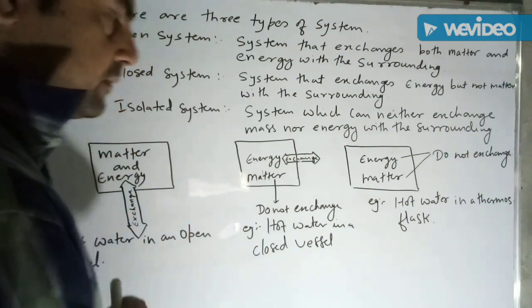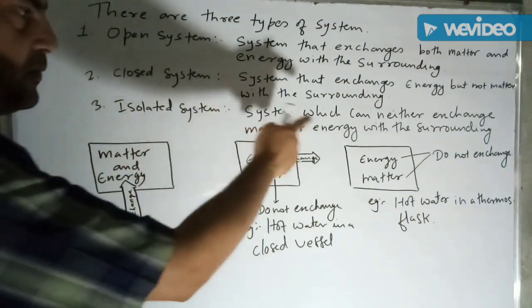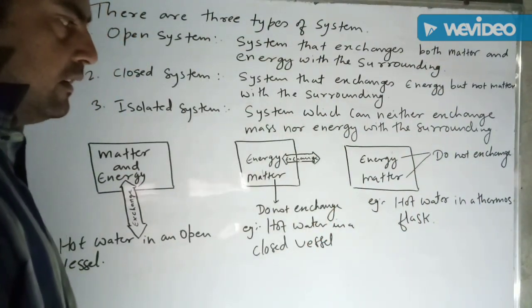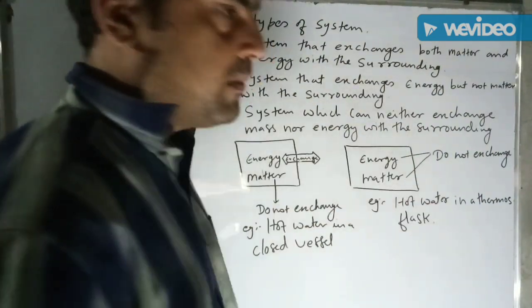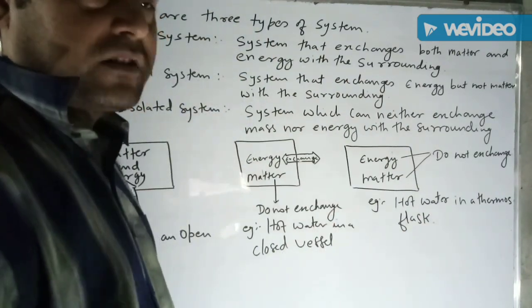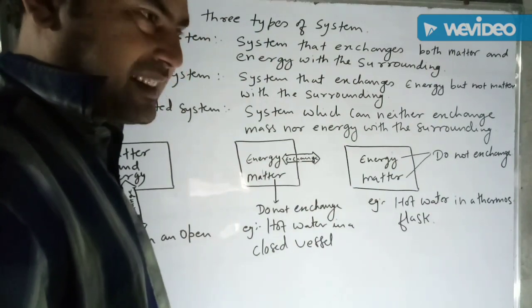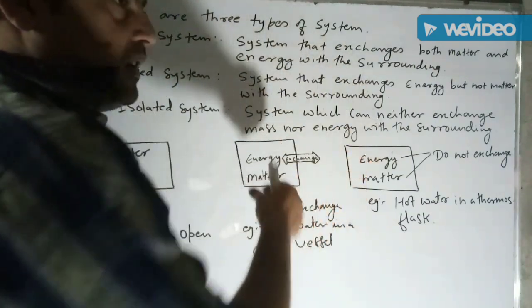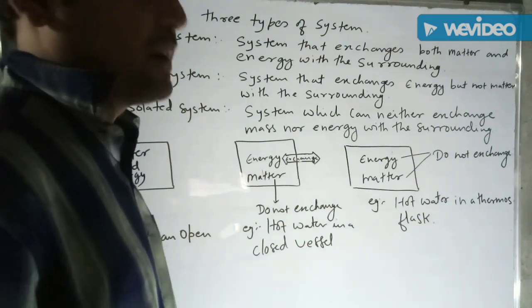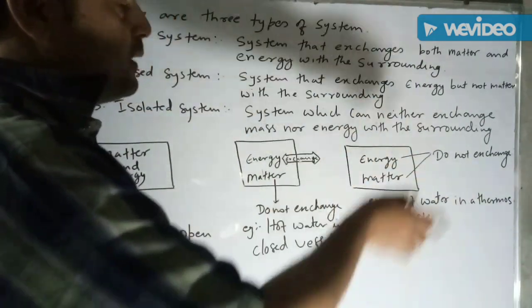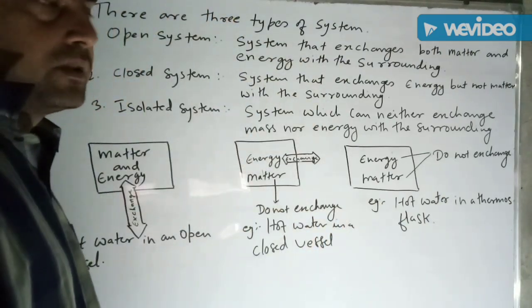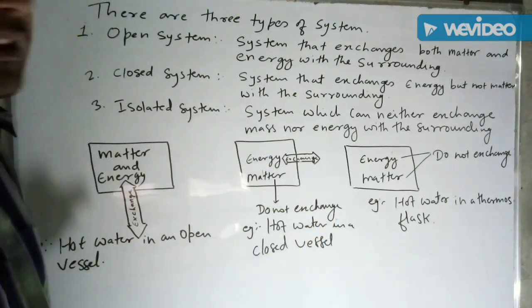Another is the isolated system. An isolated system is a system which can neither exchange mass nor energy with the surrounding. For example, if we keep hot water in a thermos flask, what happens there? Matter, that means water vapor, will not be exchanged, and similarly energy will also be conserved. It will still remain hot. That type of system is said to be an isolated system. So these are the three types of systems.